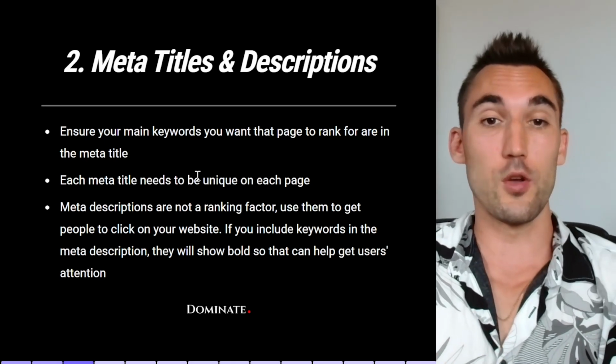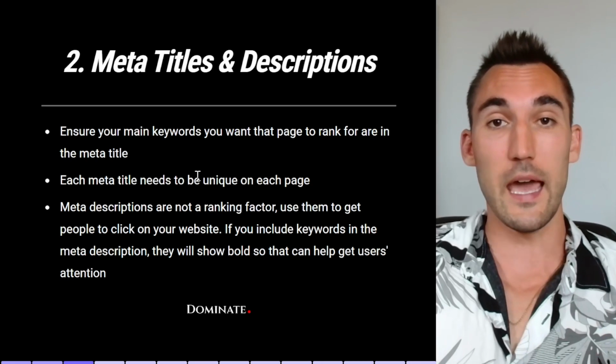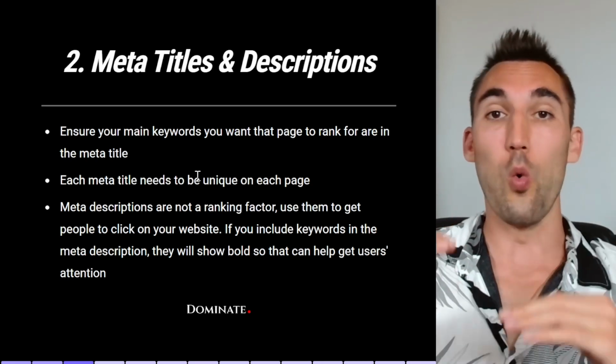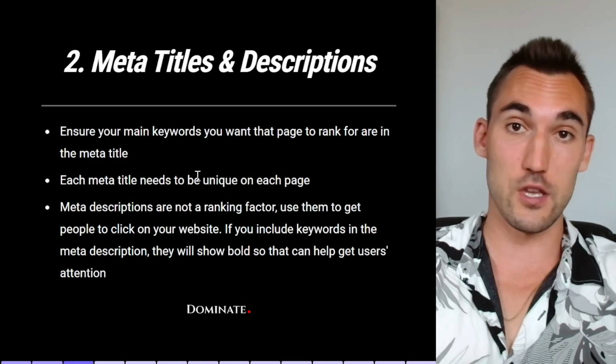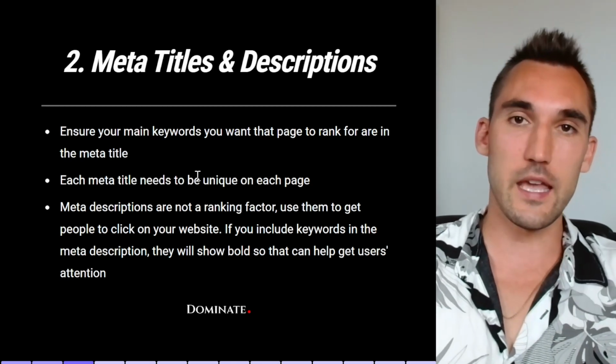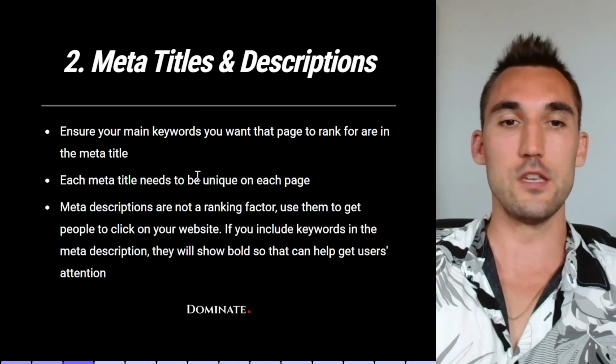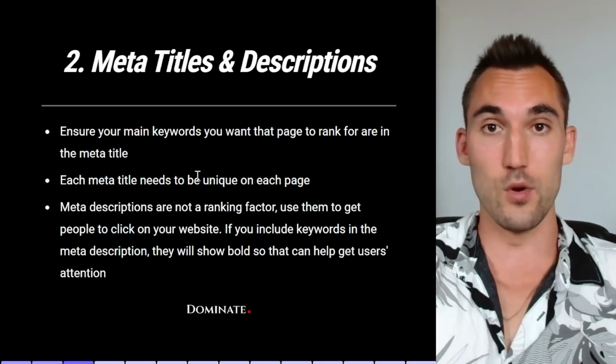Each meta title on your page needs to be unique. Otherwise, they're going to cannibalize each other and Google's not going to figure out what's the main page for that keyword. So you need to make sure that you're unique on every page, every category, every product. It needs to be unique, and try not to cross over keywords as much as possible.